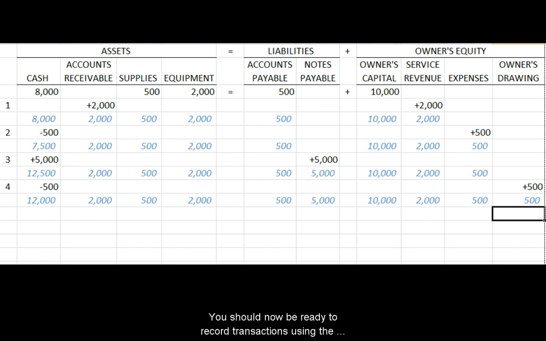You should now be ready to record transactions using the accounting equation.